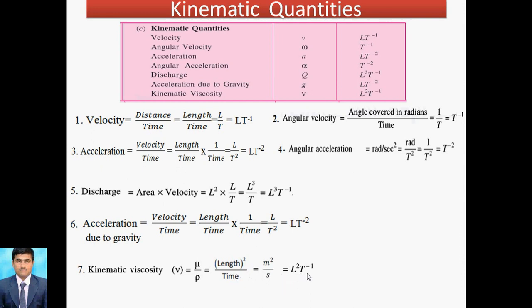That's why kinematic viscosity is equal to L square t raised to minus 1. This is about kinematic quantities. Then next we go for dynamic quantities.